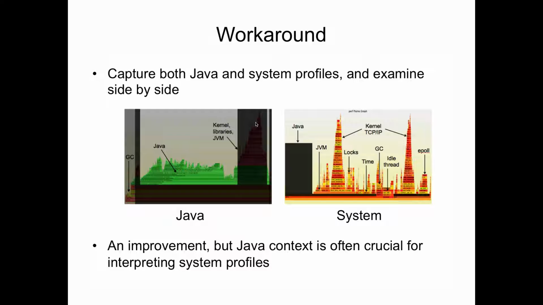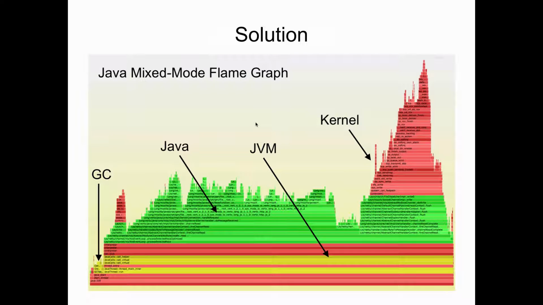It was okay, and it was an improvement, but it was really frustrating to be looking at the towers of time in kernel or locks, and not have the Java context. I really need this combined, unified. And so that's what the solution is: a Java mixed mode flame graph where the kernel can walk Java stacks as well and pull out all the method information.